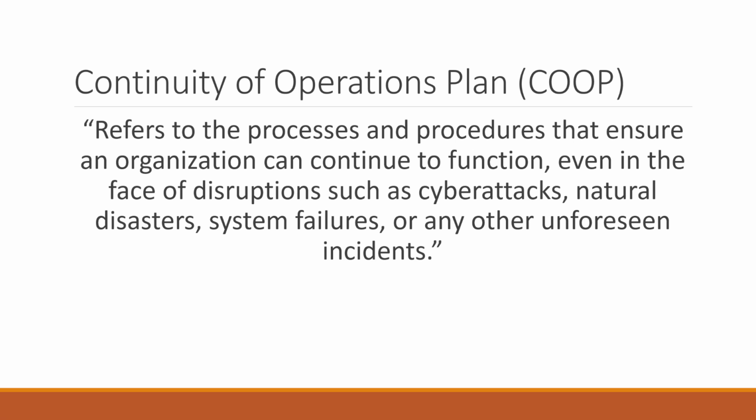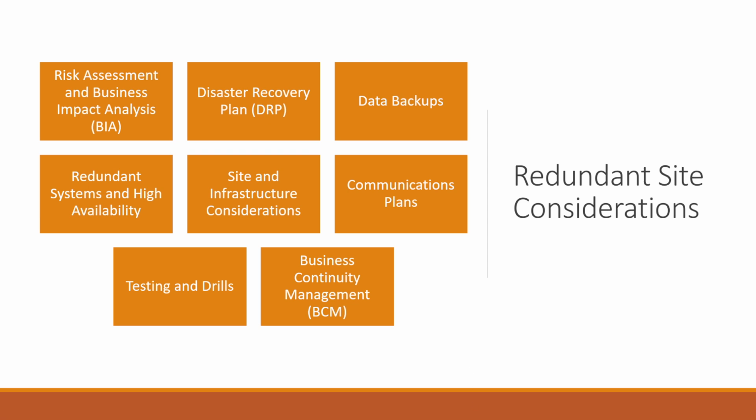So let's talk about COOP a little bit, which is continuity of operations procedures. These are the policies and procedures to make sure that we continue operating even if a natural disaster, system failure, or cyber attack happens. Now, there are going to be things that we need to think about, and we're going to think about redundant sites a little bit here. Because what if a tornado does take out your data center? How are you going to continue operating?